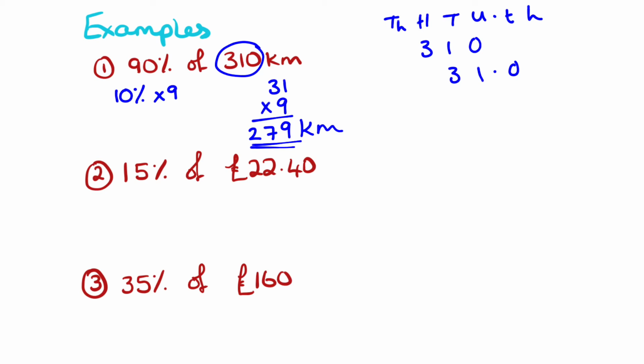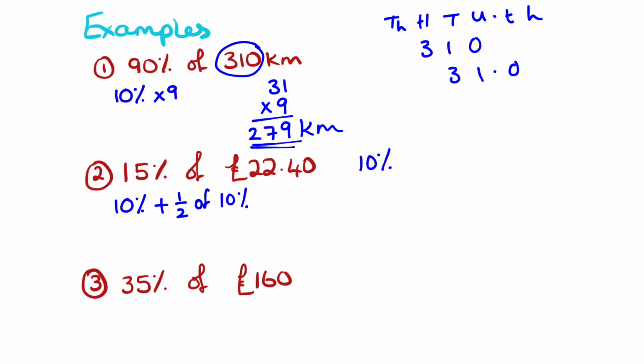All right, next, 15% of £22.40. Again, start with 10%. What are you going to do with your 10%? Well, we need to add 5% to it, don't we, to get 15%. So we're going to do 10% and then add a half of 10%. So we need to find 10%.